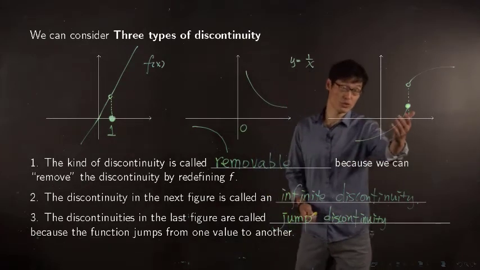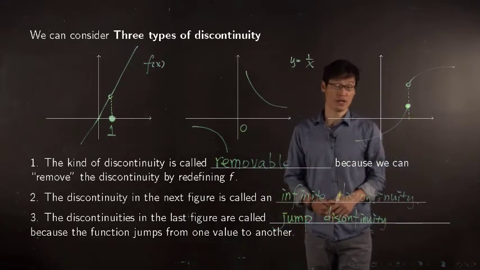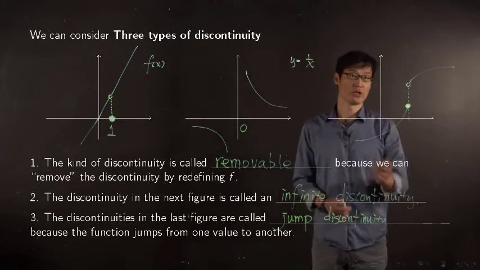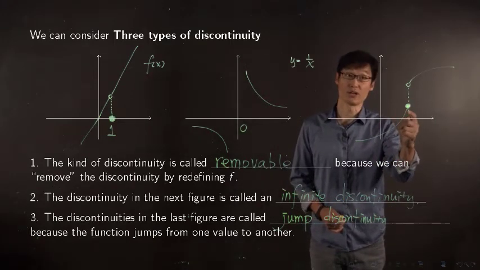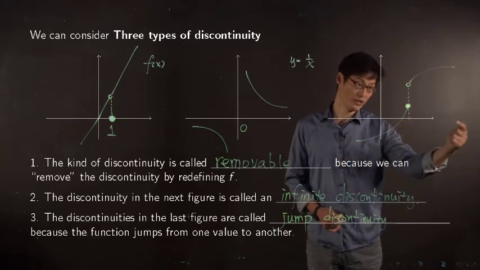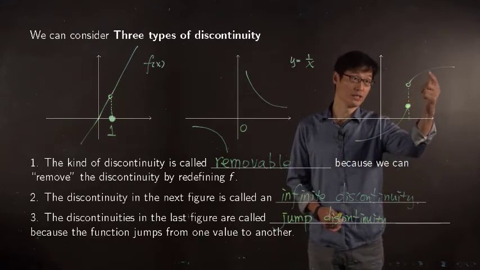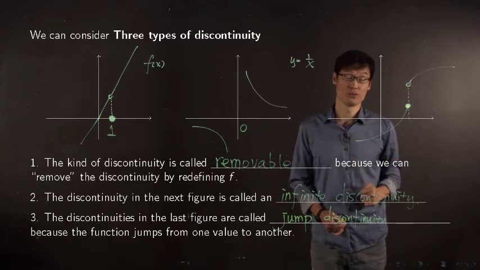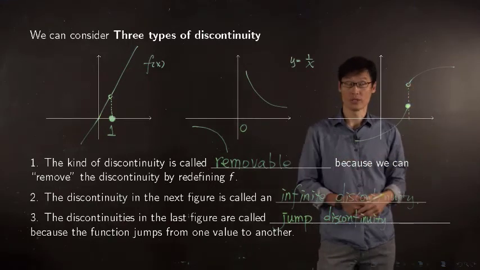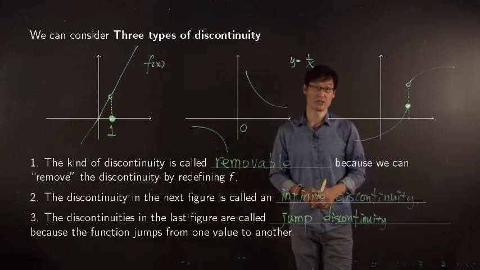But for this, you can talk about one-sided continuity. For example, say your x approaches from the left, then we have continuity. But when your x approaches from the right, this limit is not the same as the function value. So this, we can talk about one-sided continuity as well.